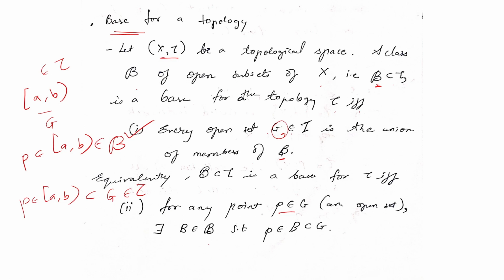I hope it is clear now. So basically, if you are taking any point, then there should exist such a semi-open interval, which will be a subset of G that belongs to tau. Okay. So I hope it is clear now. Shall we move to the next topic?